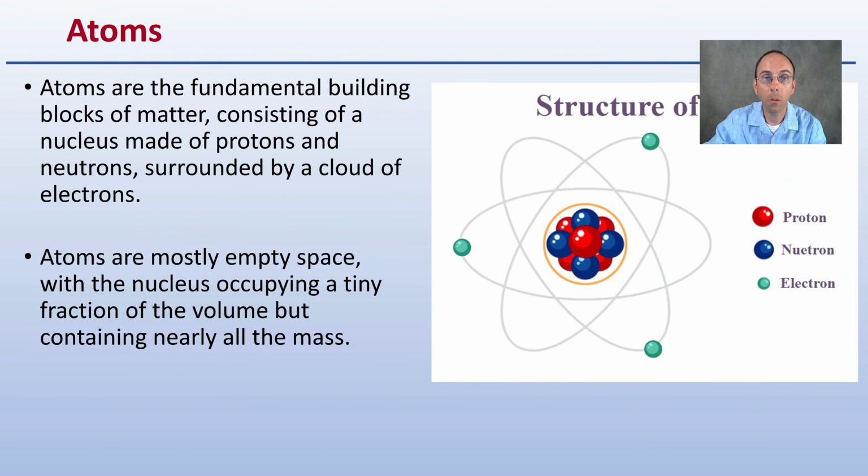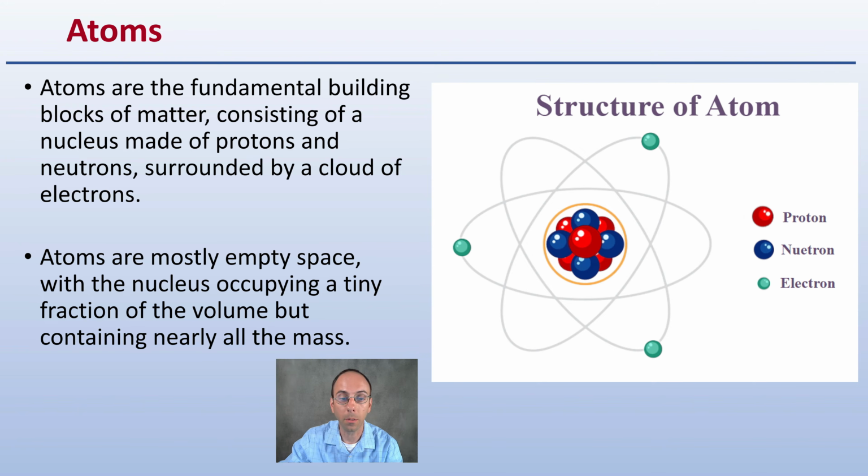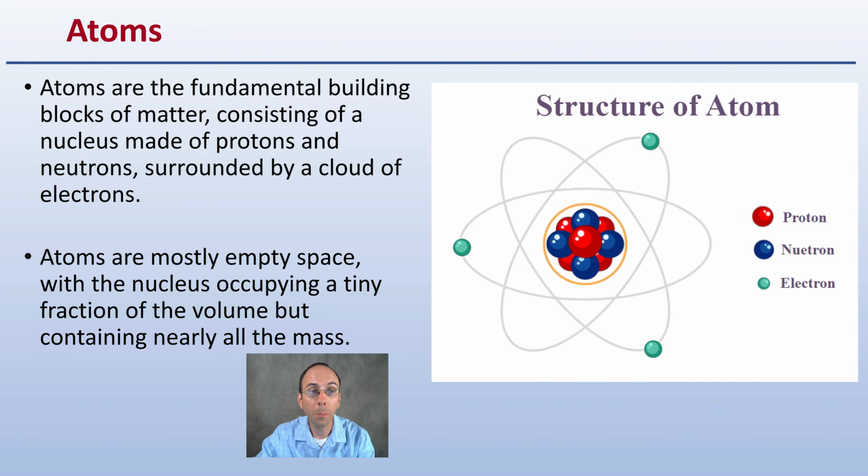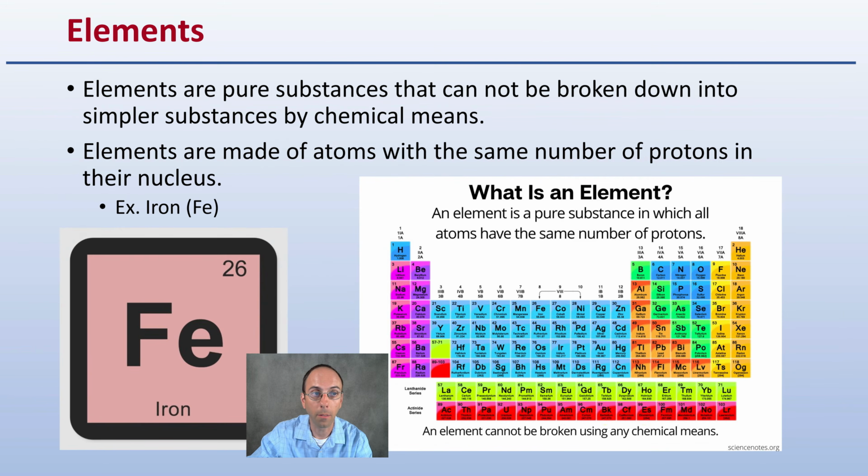In addition to matter, we also have those all-important atoms. So atoms are the fundamental building blocks of matter, consisting of a nucleus made of protons and neutrons. They're surrounded by a cloud of electrons. Even though we like to show them in these little orbits, technically it's a cloud. Atoms are mostly empty space, with the nucleus occupying a tiny fraction of the volume, but containing nearly all of the mass of the atom.